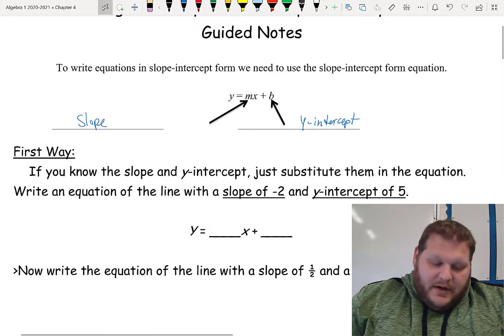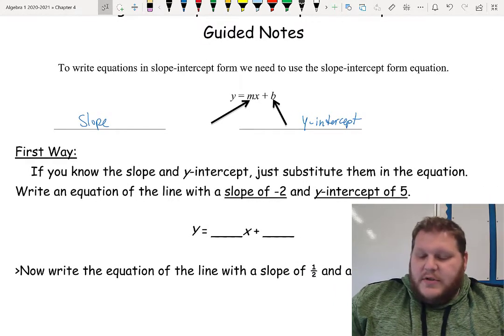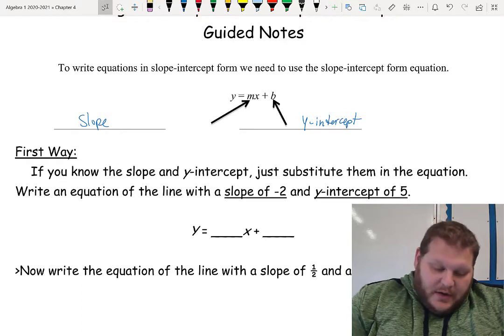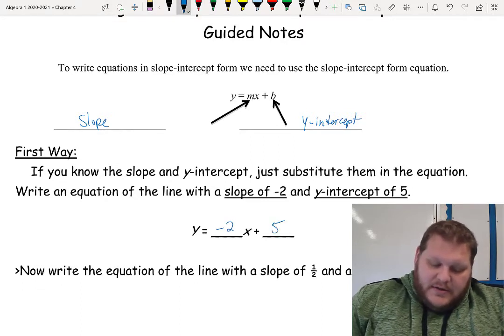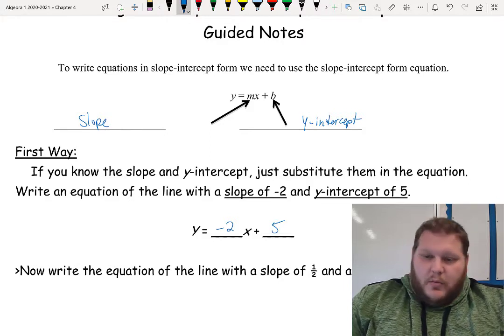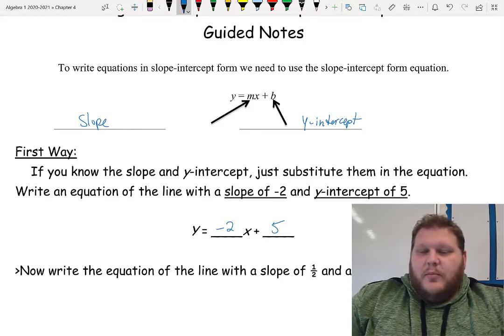So in this case, if I know that my slope is -2 and my y-intercept is +5, well, -2 goes in there for m, +5 goes in there for b, and y equals -2x plus 5 is your equation.